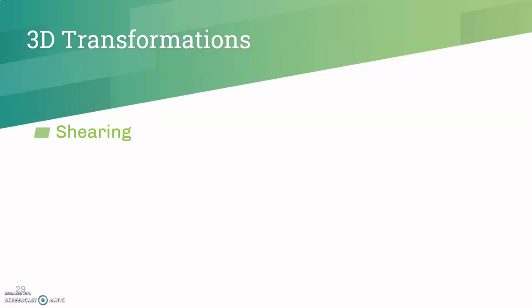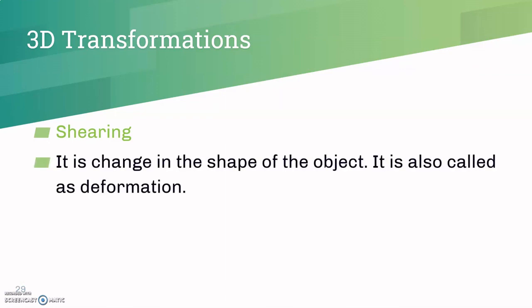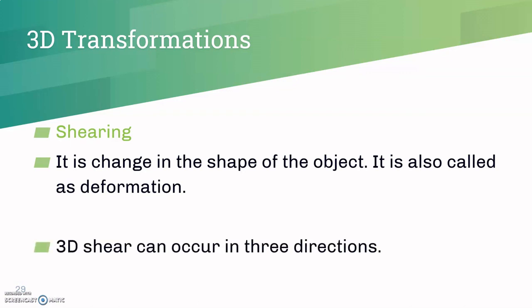Our next transformation is shearing. It is a change in shape of the object. It is also called deformation. Okay, we are changing the shape of the object. In 2D, we have shown a unit cube changing its shape along x-axis and along y-axis. So 3D shear can occur in 3 directions.